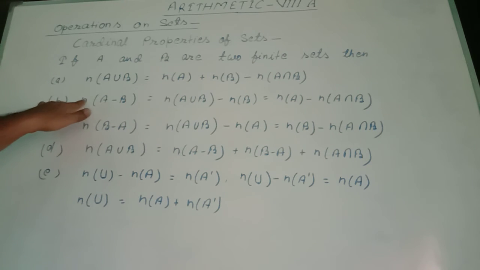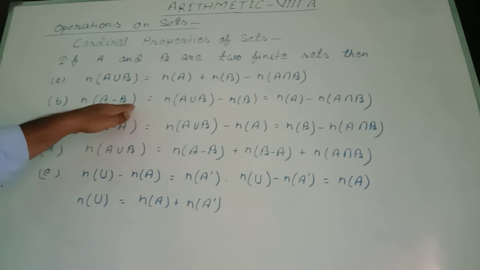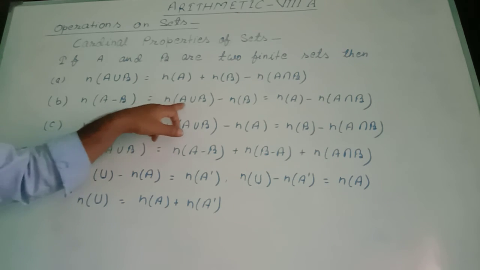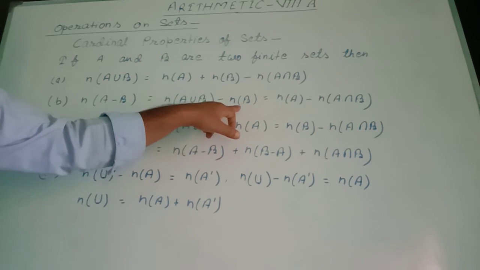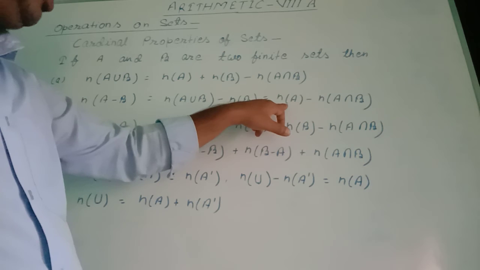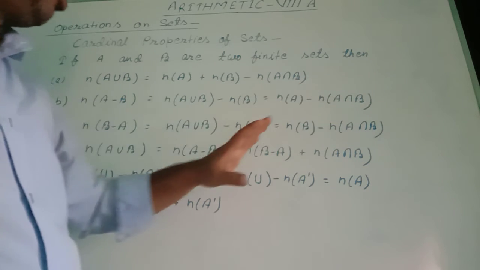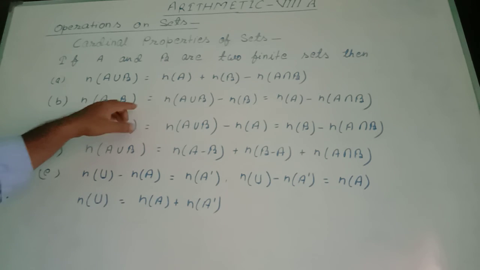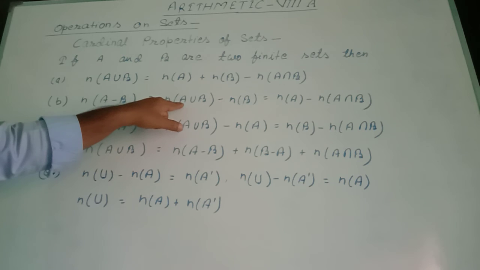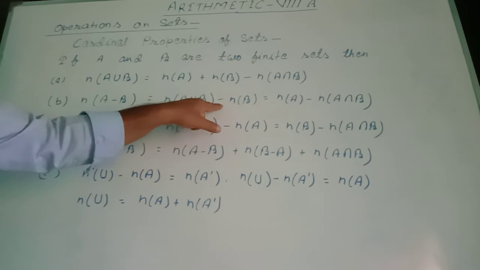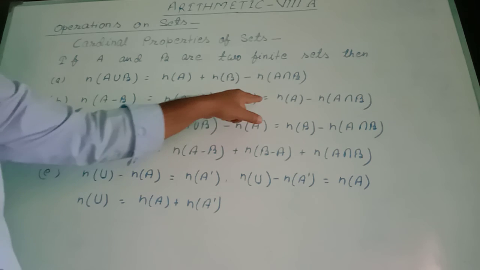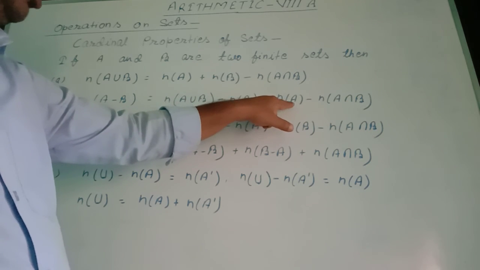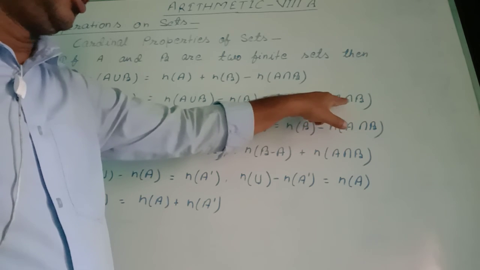Second, n(A minus B), means number of elements of set A minus B, equal to n(A union B) minus n(B), that is equal to n(A) minus n(A intersection B). Means number of elements of set A minus B equal to number of elements of set A union B minus number of elements of set B, that is also equal to number of elements of set A minus number of elements of set A intersection B.